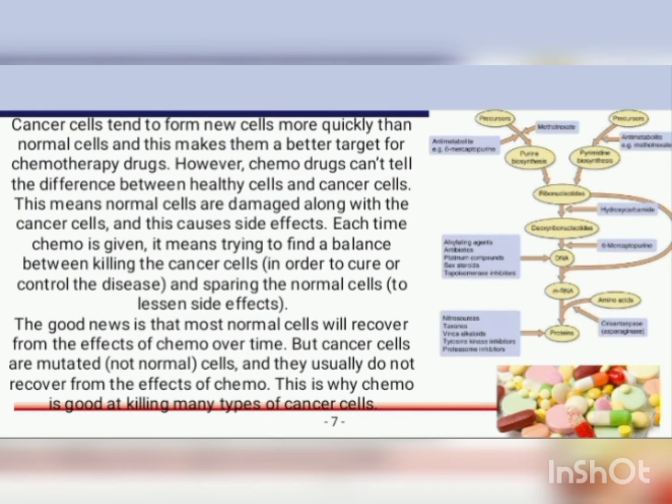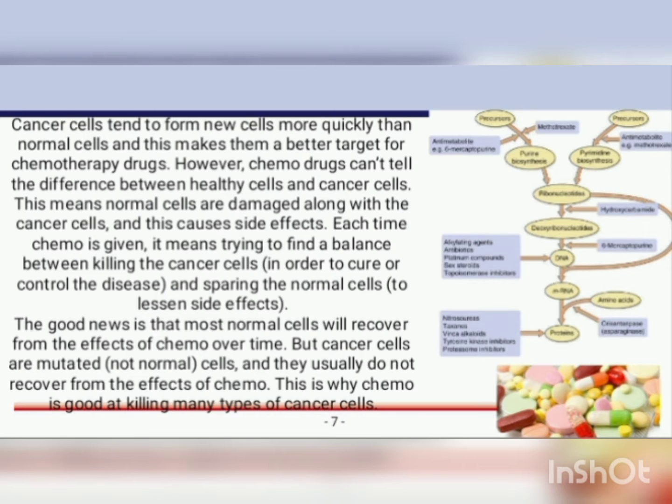Cancer cells tend to form new cells more quickly than normal cells, and this makes them a better target for chemotherapy drugs. However, chemo drugs cannot tell the difference between healthy cells and cancer cells. This means normal cells are damaged along with the cancer cells, and this causes side effects each time chemo is given. It means trying to find a balance between killing cancer cells in order to cure or control the disease, and sparing the normal cells to lessen side effects.